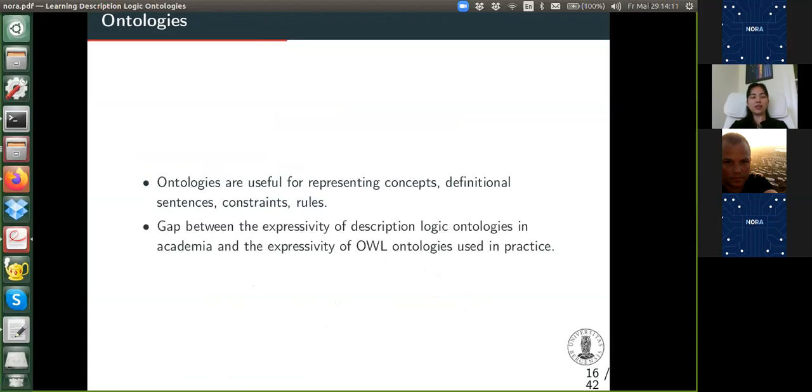But of course, there is usually a gap between the expressivity of description logics as it is studied in academia and the expressivity of real ontologies. So this formalism is standardized by W3C, and this is how it is used in practice. For instance, in this NOMAD CT, we have this static knowledge representing several concepts, but not this temporal dimension that I also mentioned.